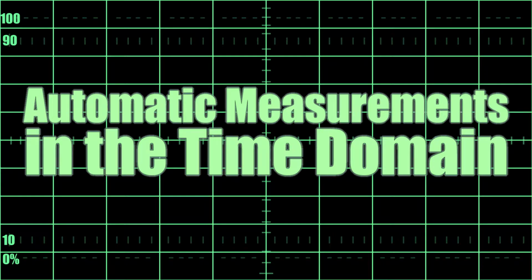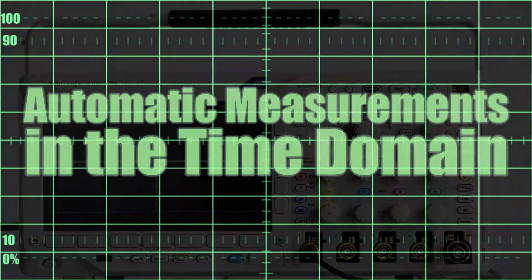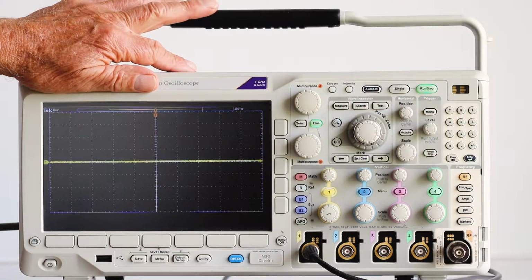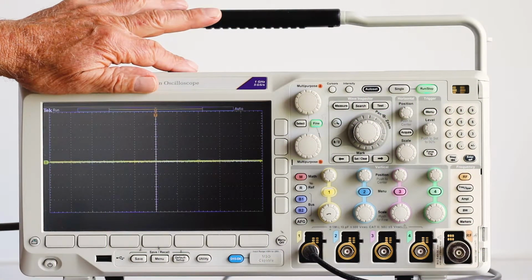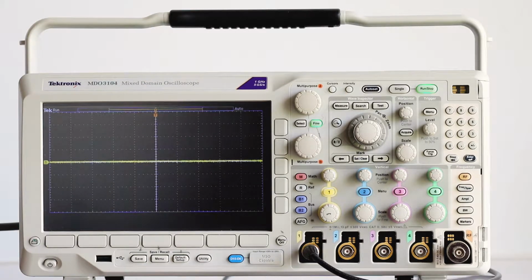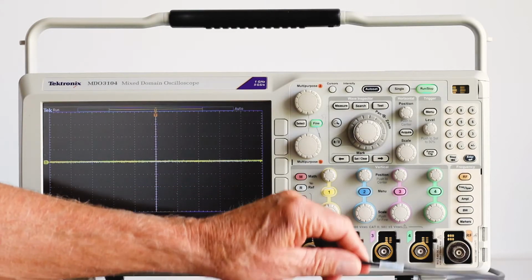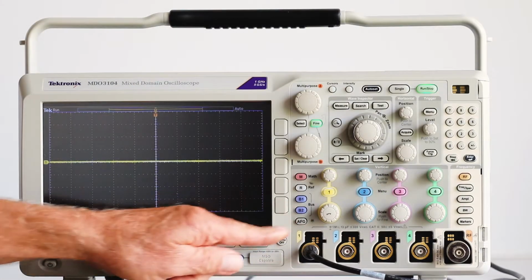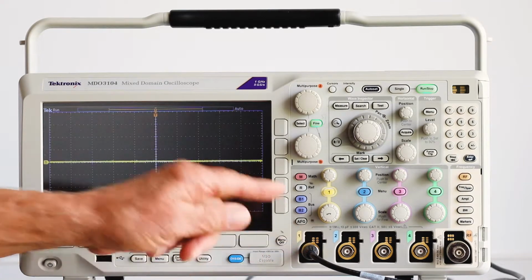Today we'll look at taking automatic measurements in the time domain using the Tektronix MDO3104 oscilloscope. First, we'll need a signal to measure. A Tektronix MDO3000 series oscilloscope has an available internal arbitrary function generator, so we'll start with that. The output on the back panel is labeled AFG out, and it can be very easily connected by means of a BNC cable to the channel 1 analog input on the front panel.